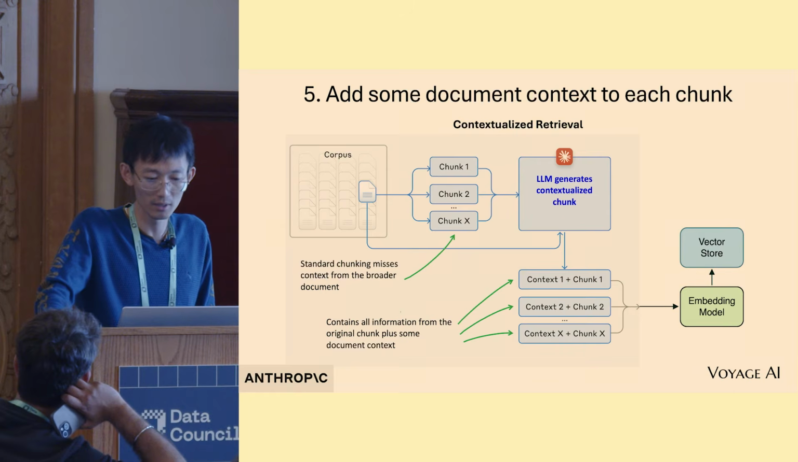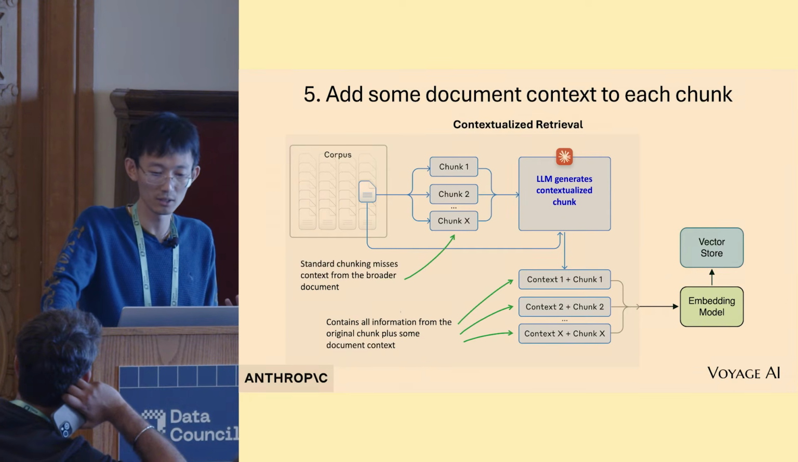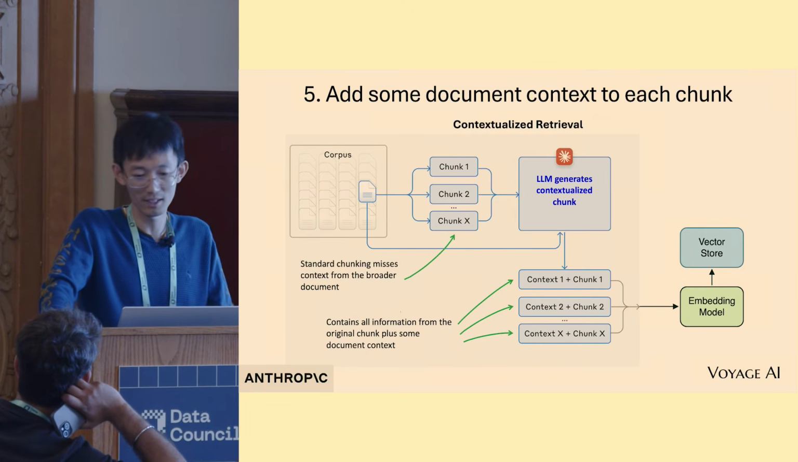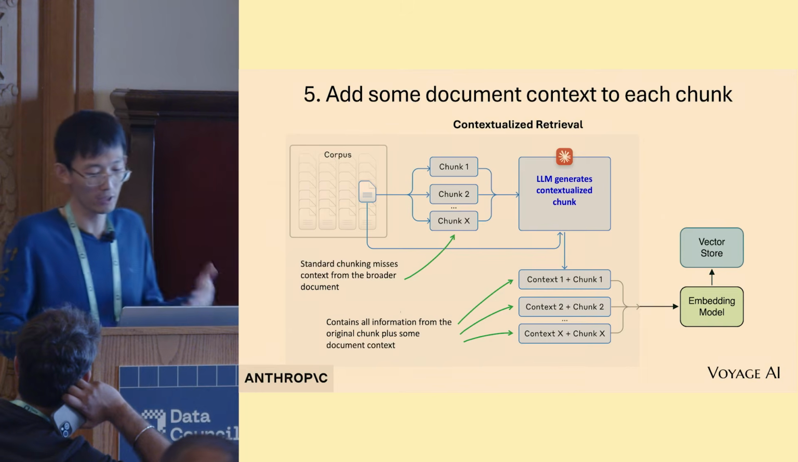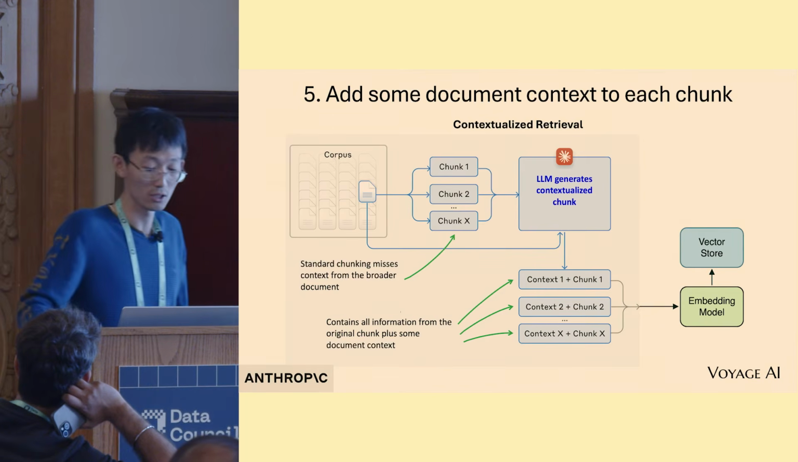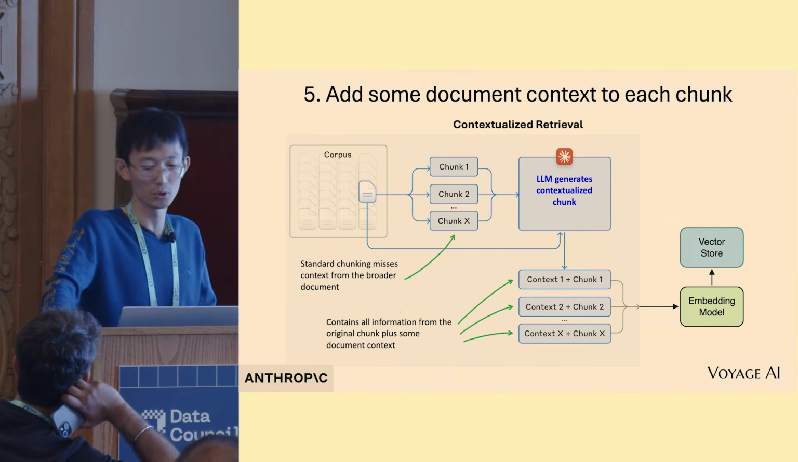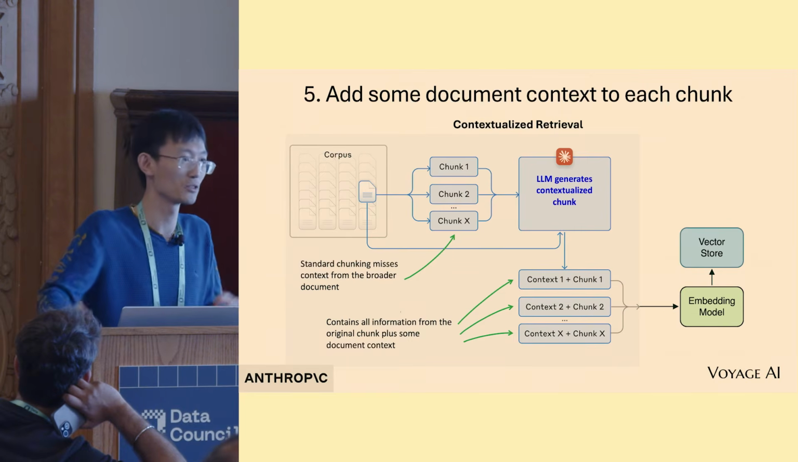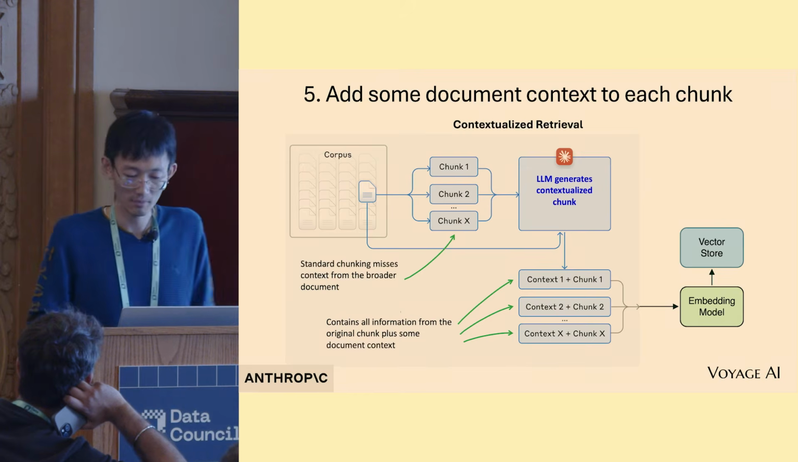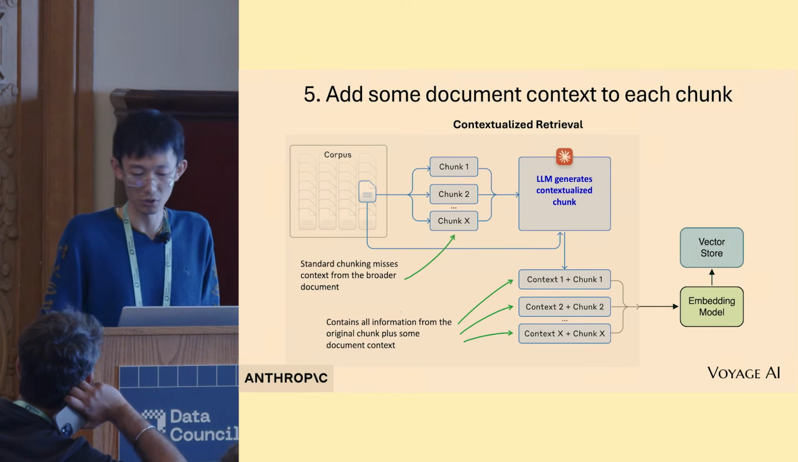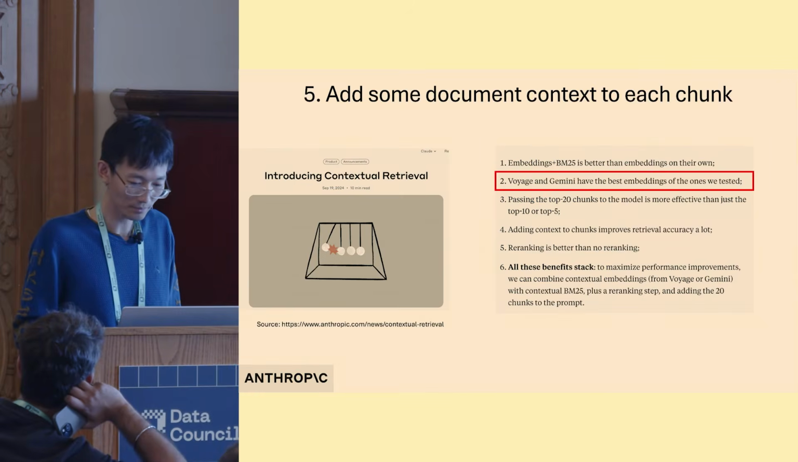So what Anthropic proposed is that you first chunk them, and then you use a large language model to generate context that you can add to each chunk. And how do you generate the context? You do some prompting. You say, can you generate some context which is useful for all the chunks? And then you prepend it to each chunk, and then you run the embedding model.